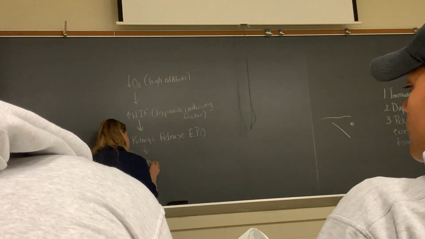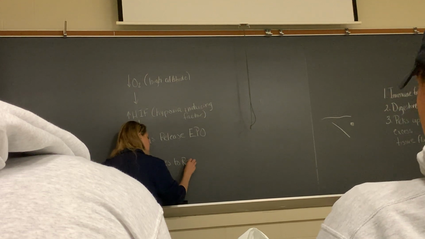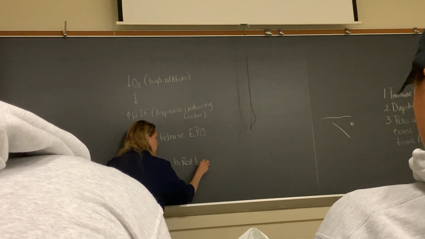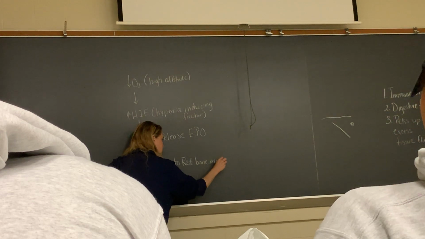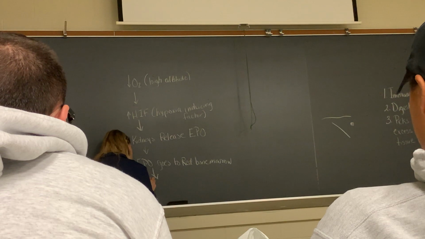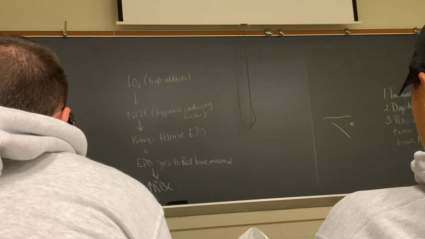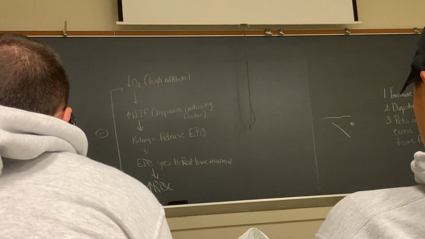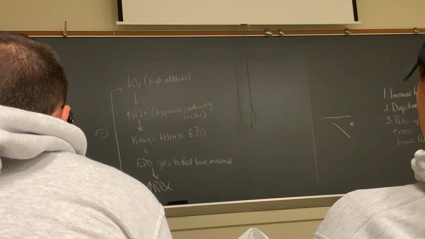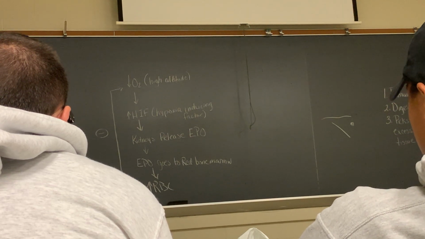EPO goes to red bone marrow and our red blood cell numbers increase, which shuts off the initial stimulus, which is a negative feedback loop. So that is pretty much what happens. That's how we know to get new red blood cells.